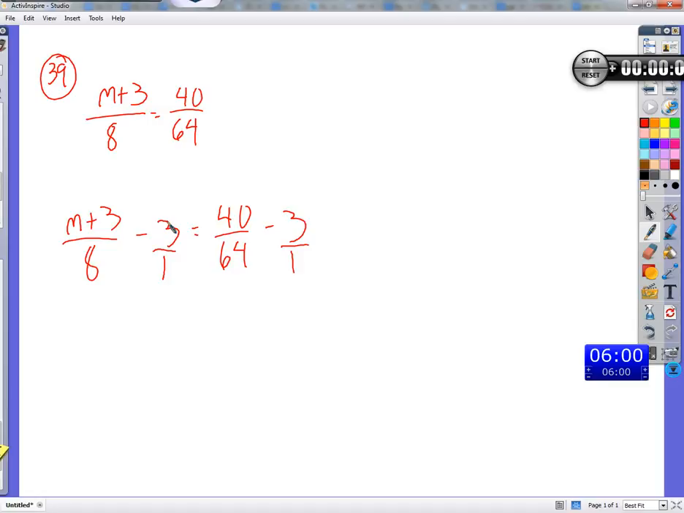So we could then combine these. Let's see what that would look like. This is now 24 over 8 because we got common denominators. Don't worry about this side yet. Let's see if it's helping us on this side first. The whole goal here is to get the variable by itself. Well, now we can put them together. We can take m plus 3 and subtract 24, and it's all over the common denominator 8. Now we get m minus 21 over 8 on this side.